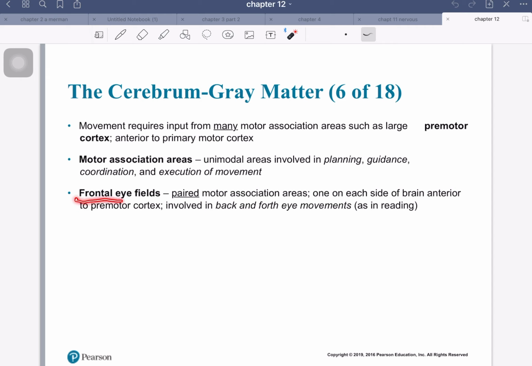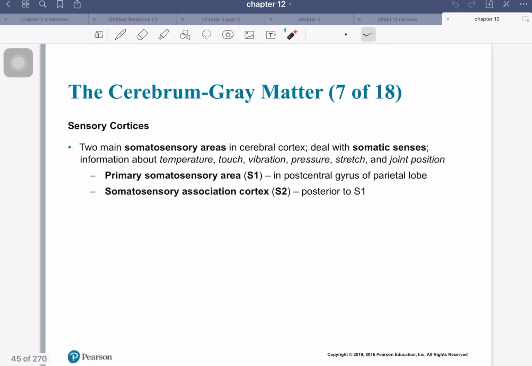We have the frontal eye fields, and these are interesting because these are paired motor association areas, one on each side of the brain, and they specialize in back and forth eye movements, which is what you do whenever you read. So you can see certain areas of the brain take on very specific tasks. Now, we're going to end there, and we're going to come back and talk about a bit of an overview of the sensory areas. We've just walked through the motor area and some of the basic architecture.